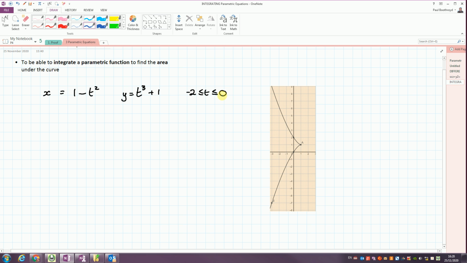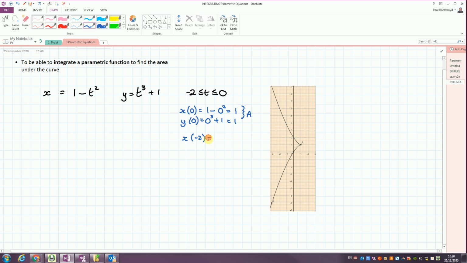Now, I've actually already calculated the 2 points. If I put in 0, I get x of 0 is 1 minus 0 squared, so we're going from 1, and the y part is also 1. So point A. And we're looking for the area between that and the y-axis.